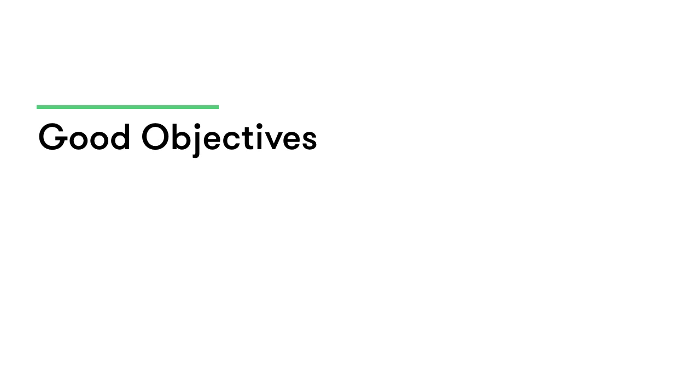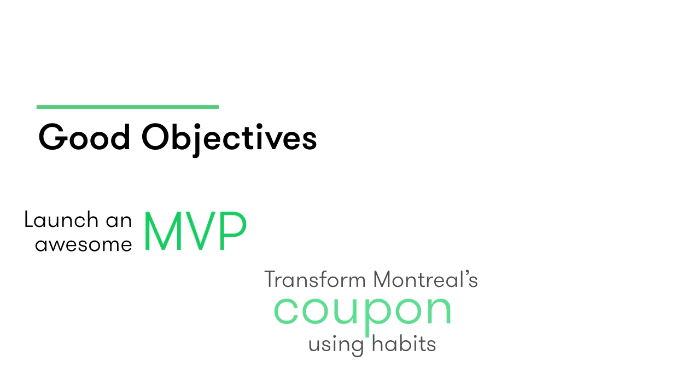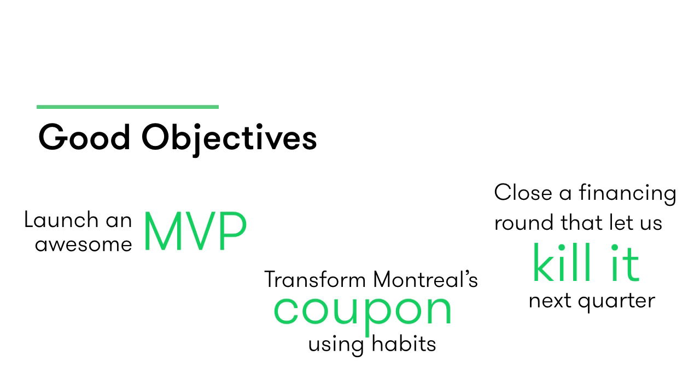So, good objectives. Launch an awesome MVP. It's a good one. Transform Montreal's coupon using habits. Or close the financing round that lets us kill it next quarter. Okay? So you see the terms that they use and you see that it's only qualitative. So how do we measure them now?